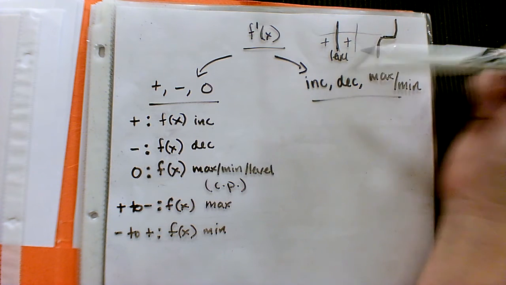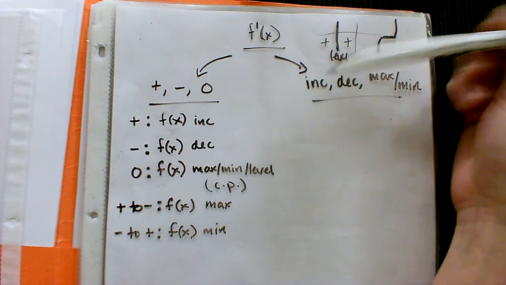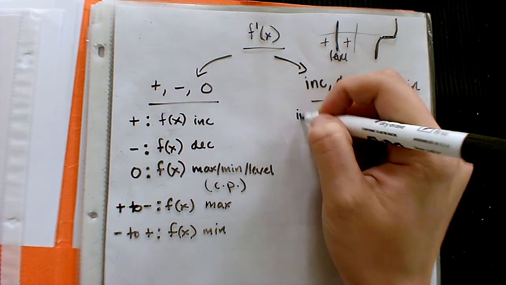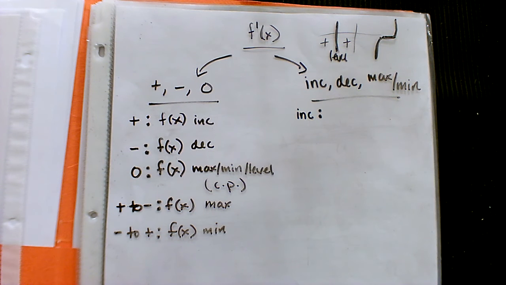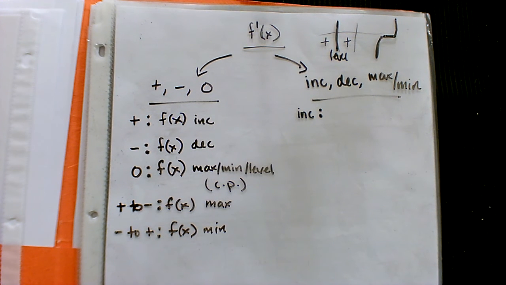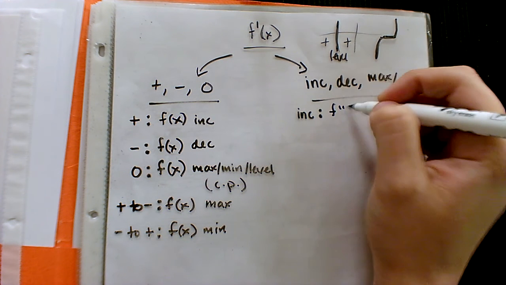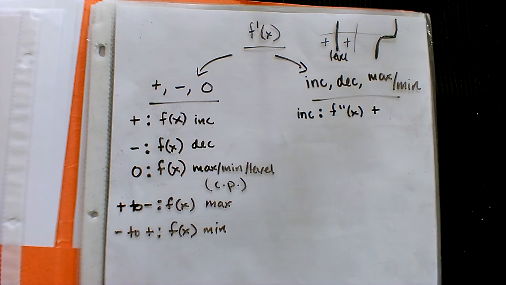All right, let's take a look at, given the first derivative graph, if you analyze increasing, decreasing, or max and min. What if the first derivative is increasing? The slopes are getting steeper. What can we conclude about the original function or the second derivative? The second derivative is positive. If the first derivative is increasing, the slope is positive.